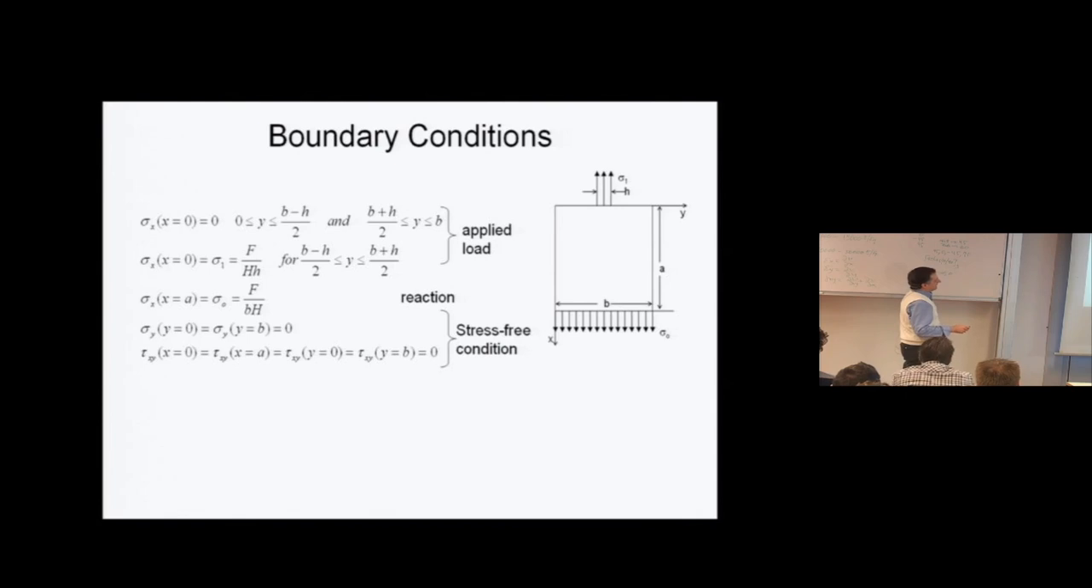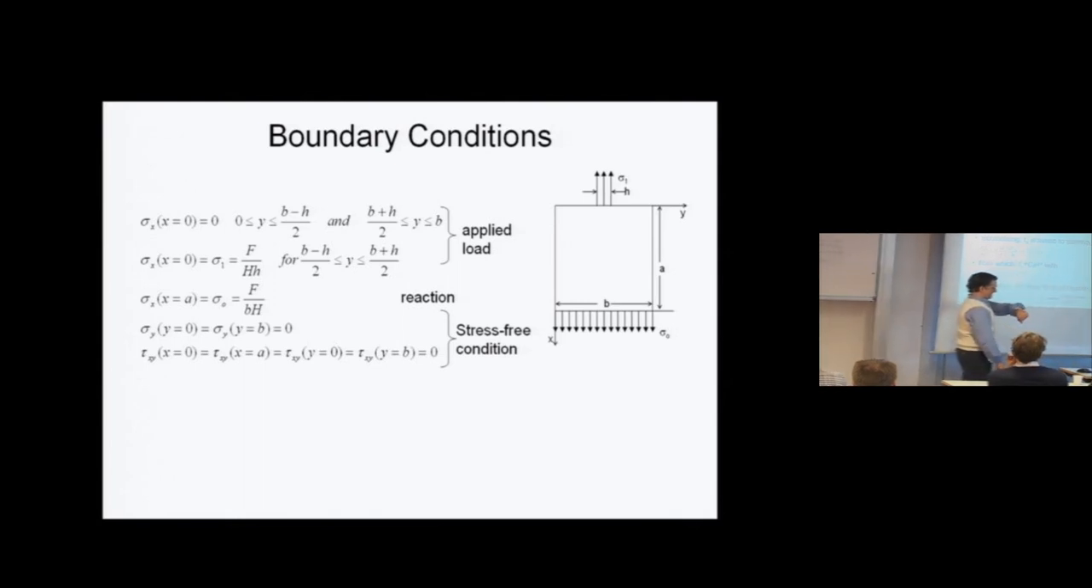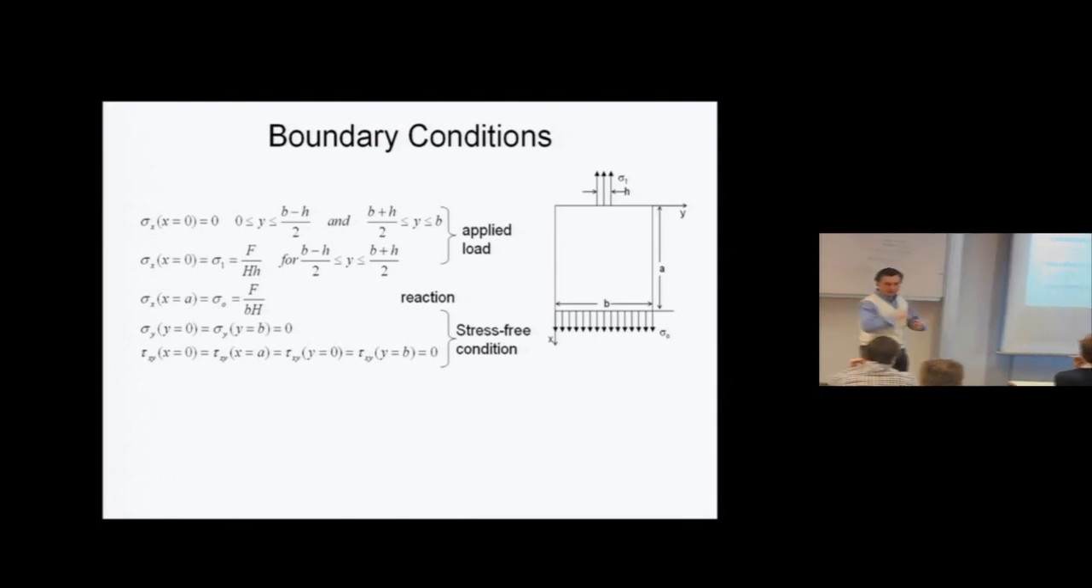Then at the other end, I have sigma x at x equals a, which is a constant value. And then sigma y at the two vertical edges is 0, and tau xy everywhere on all the edges is 0. So I have to solve for this, and I think, yeah, let's do some of the solution, but we will stop and then we'll do the homework.